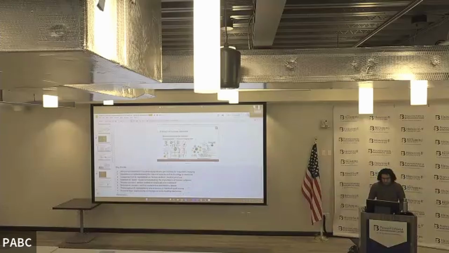Key points here are AI's proven reliability in medical applications, particularly in diagnostic imaging. Importance of understanding the roles of experts in technology in medicine. Comparison of AI capabilities versus human skills, right, in medical practice. Talked a little bit about that also in the past lectures.